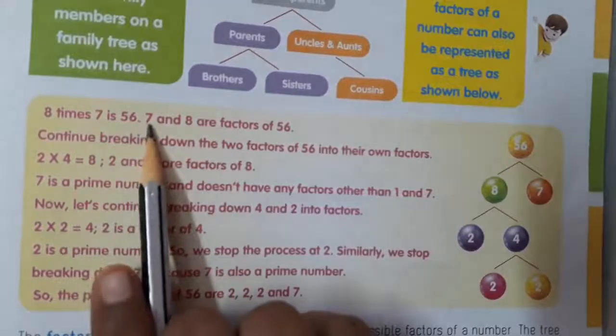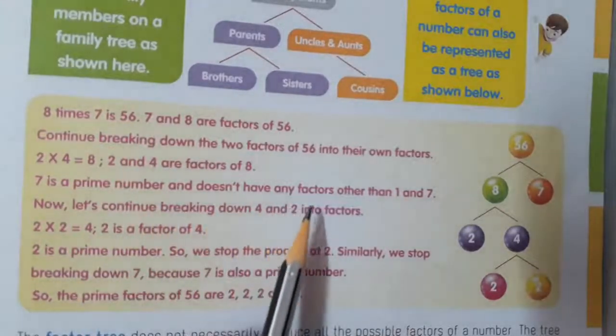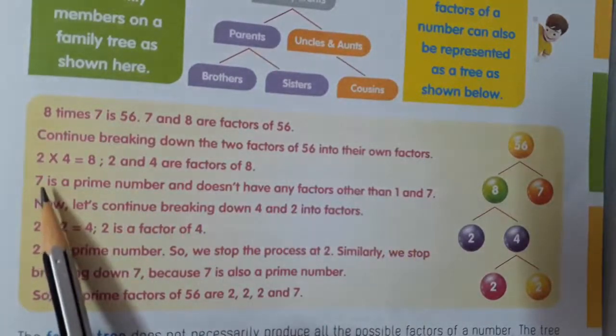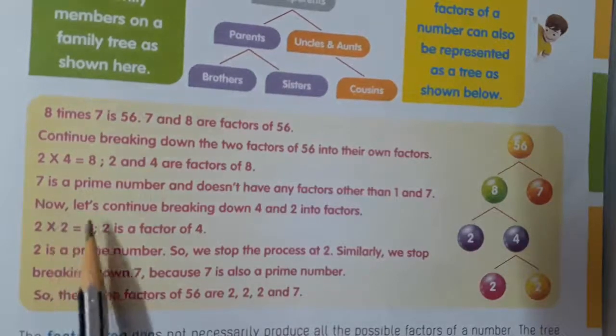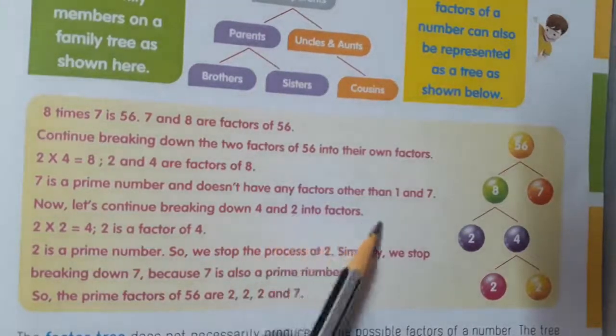Next, take 7. 7 is a prime number and doesn't have any factors other than 1 and 7. So 7 is a prime number. 7 has only 1 and 7 as its factors. Now let's continue breaking down 4 and 2 into factors.